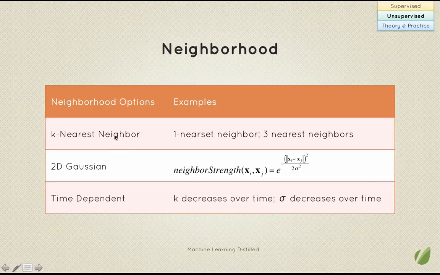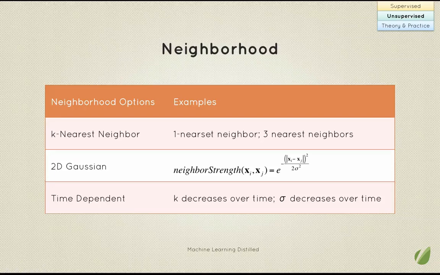We could certainly use k nearest neighbor to make this more general and use the 3 nearest neighbors or the 2 nearest neighbors. Another option, if we want to be less discrete and more continuous, is to use a neighborhood strength, which is a 2D Gaussian function, and the result of this neighborhood strength determines how much of an update we get. Lastly, it's also possible that this neighborhood is time dependent, such that over time our neighborhood gets smaller and smaller.